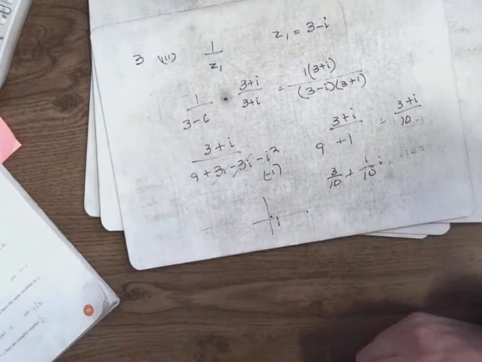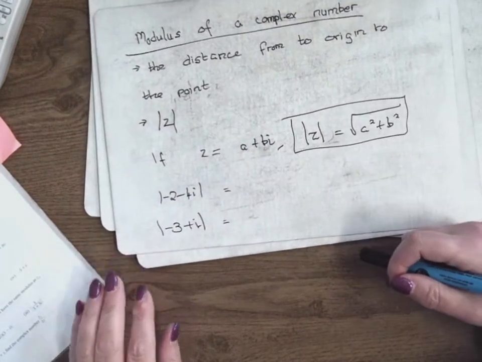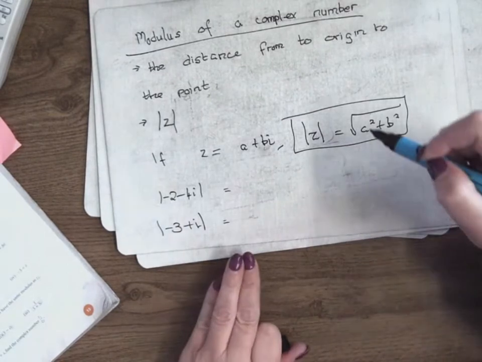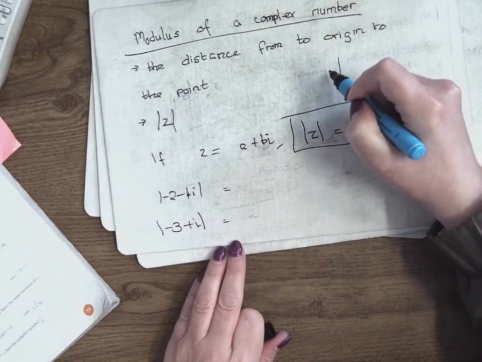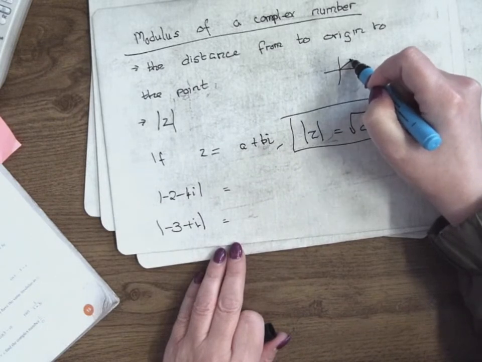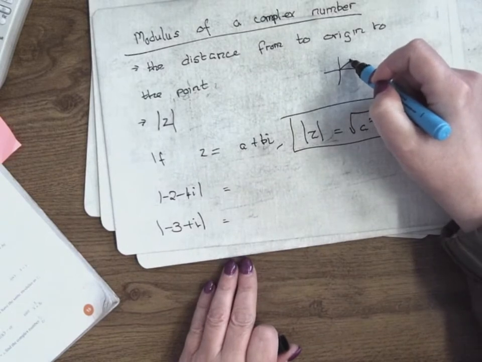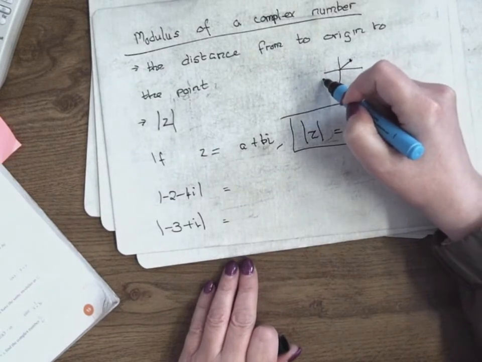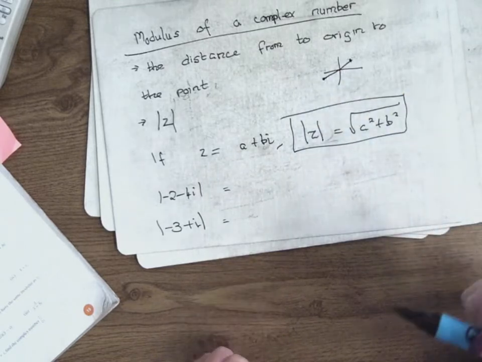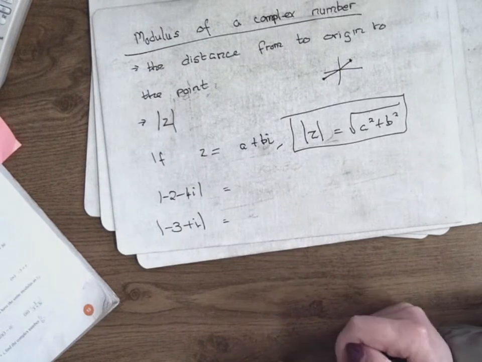Right, so I want to do the modulus of a complex number, same section. What the modulus means is the distance from the origin to the point. So if you drew a complex number out there, the modulus is the length of that line to the origin. If you drew your complex number out here somewhere, it would be the length of that line. So the modulus is the distance from the origin to the point.